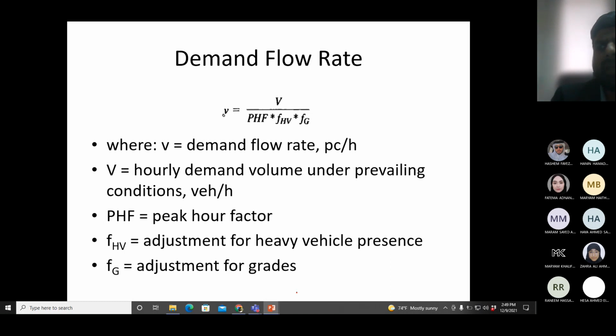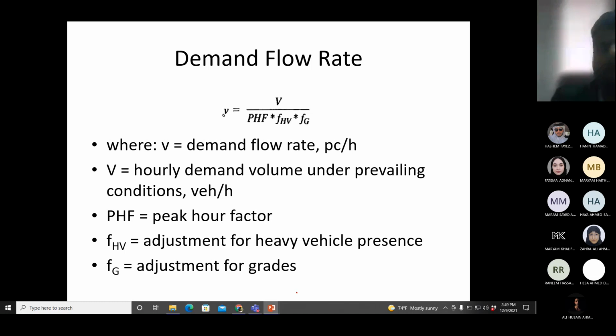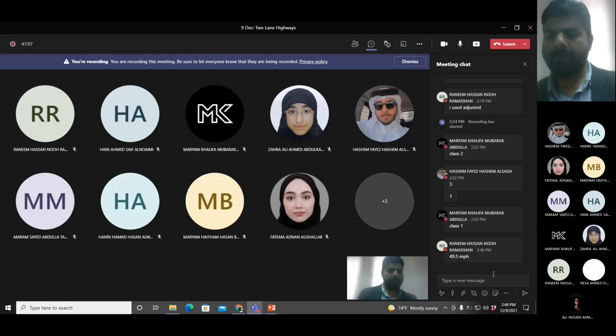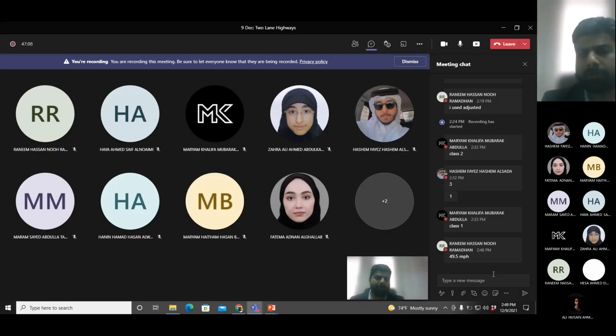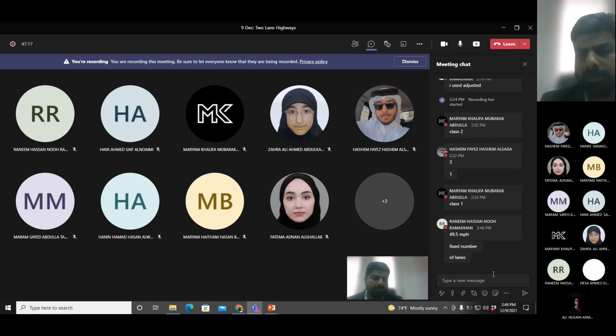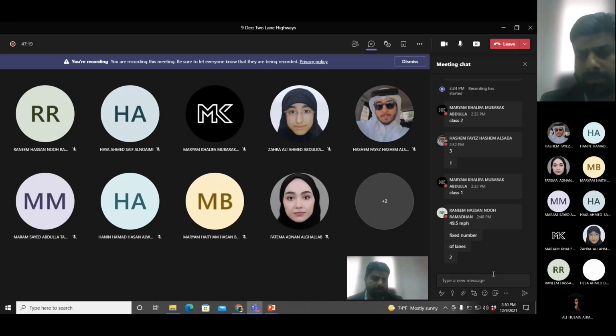Now number of lanes are not here. Why? When we were calculating VP, we were also dividing with number of lanes. Why are we not dividing with number of lanes here? What's the reason? Why are we not dividing the volume with number of lanes N? We were doing it with a fixed number. What is a fixed number? Tell me. What is it? 2. So should I divide by 2?